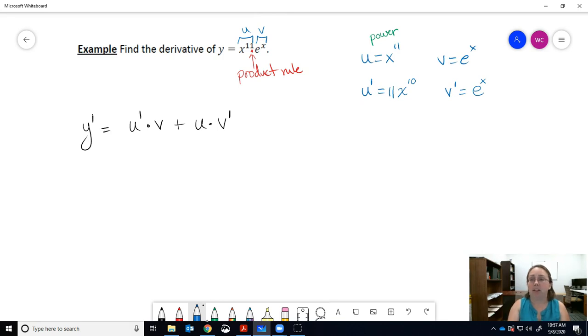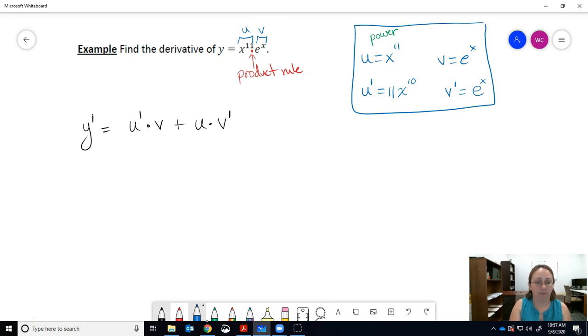All right, so this is everything we need to plug into our product rule, and we're going to do that now. So y prime, notice I'm putting the prime because this is the derivative now. U prime, 11x to the 10 is what we found. V is e to the x, plus u, that was the original, x to the 11, times v prime. Well, that's also e to the x. This is one of those random few times where you're going to have the same term repeated. That's only because the derivative was the original, so they're the same.